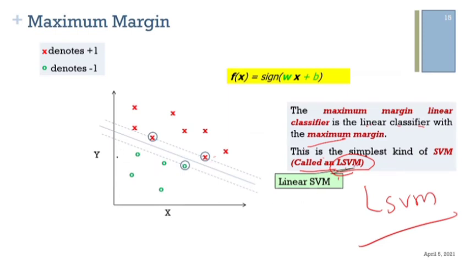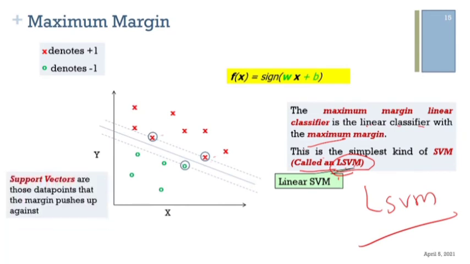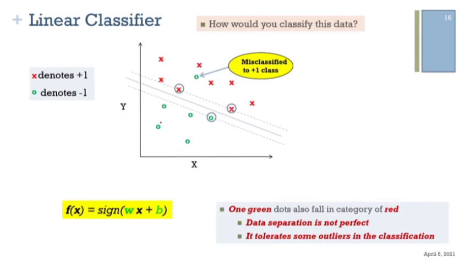It works on problems that are linearly separable. The original problem is separable, you can easily separate it. No issue. So these are the support vectors. These points are the support vectors, the points that are on the margin, pushing up against it.